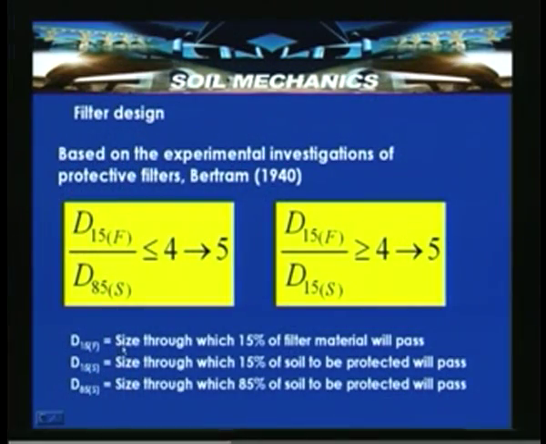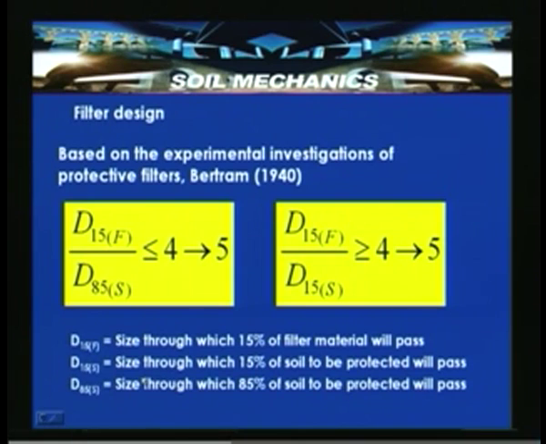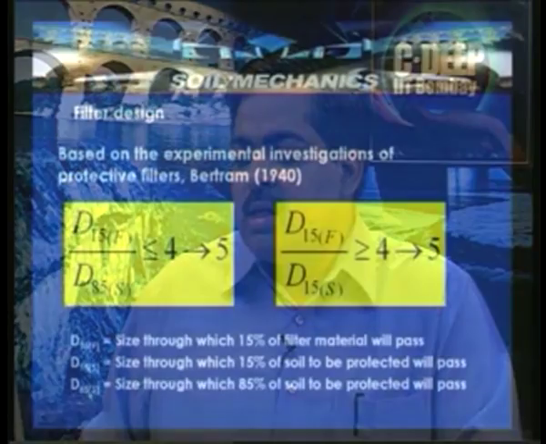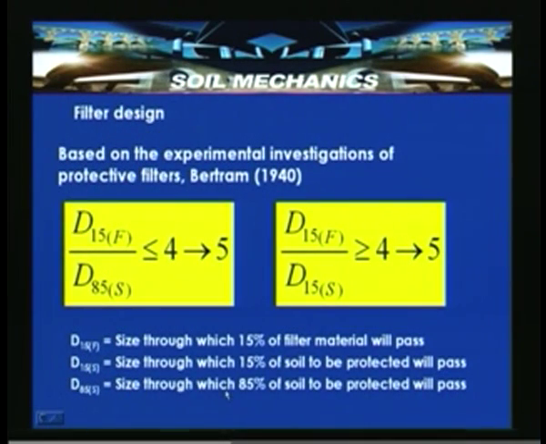Here, D15F is nothing but the size through which 15% of the filter material will pass. D15S means the size through which 15% of the soil to be protected will pass. D85S is the size through which 85% of the soil to be protected will pass.